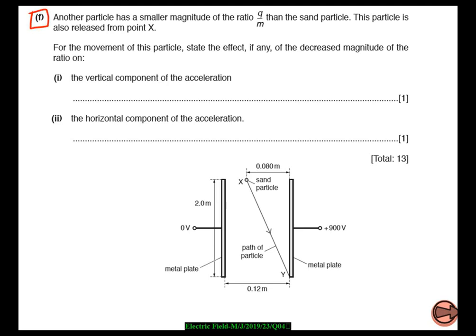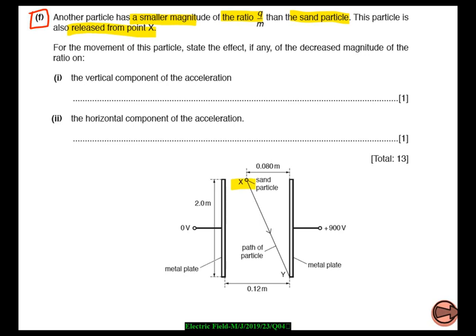Let's try to answer part F now. In order to answer this part, first of all, we need to understand what the question is asking us and what is given to us. So first of all, let's find out what is given. In this question, we have another particle that has a smaller magnitude of the ratio q over m than the sand particle. This particle is also released from the same point X here. So it also means that this particle is in the same uniform electric field.